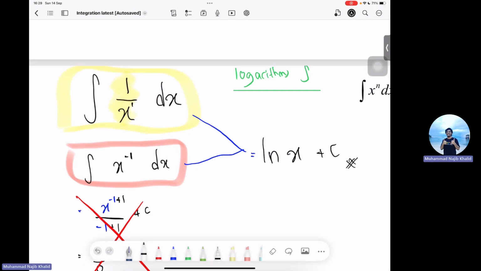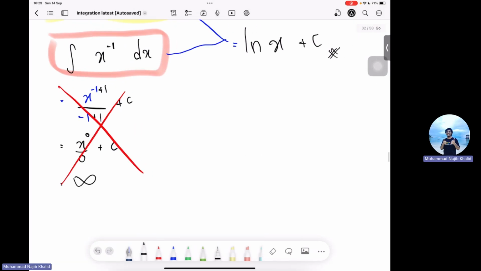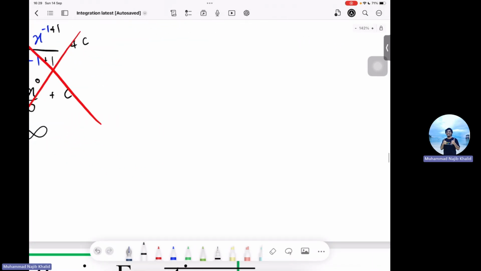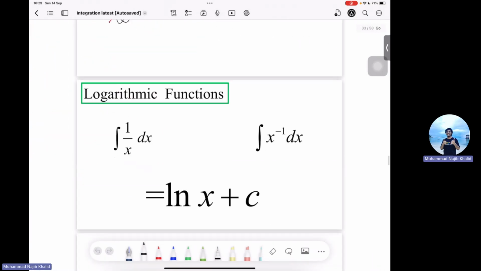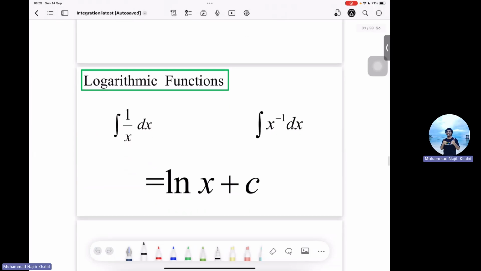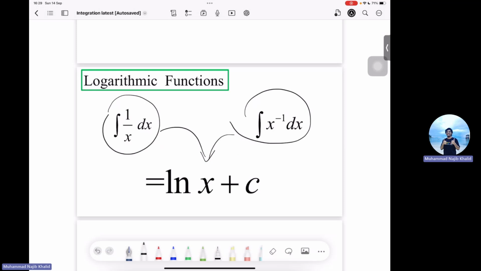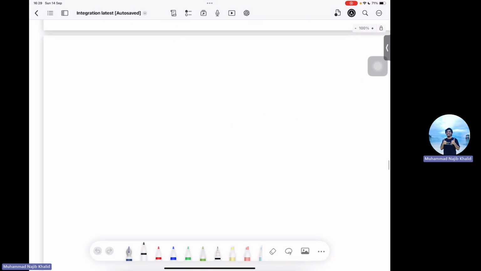Okay, so done. Now we do more examples for ln. Here, only these two, 1 over x and x^(-1), will give us the answer of ln. So, more examples for ln.